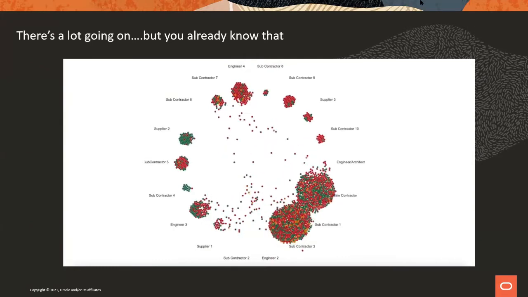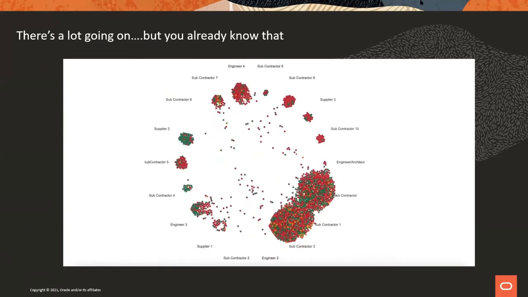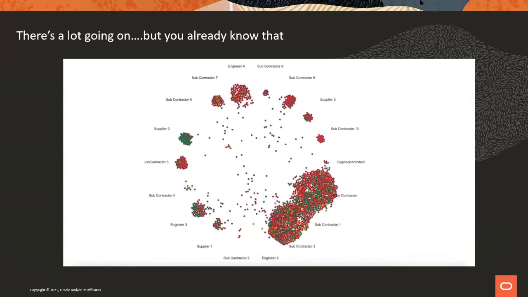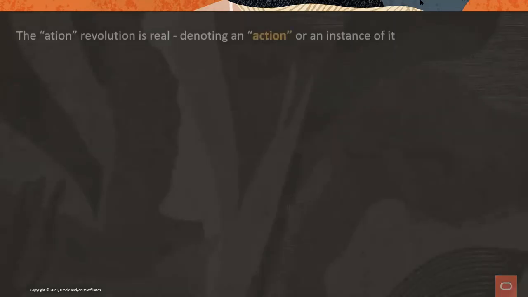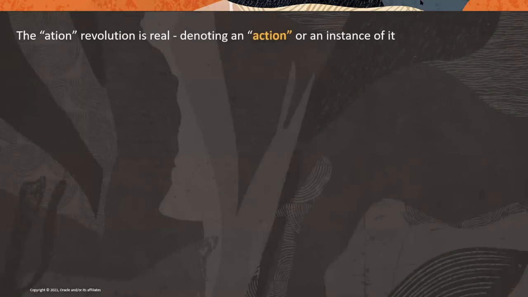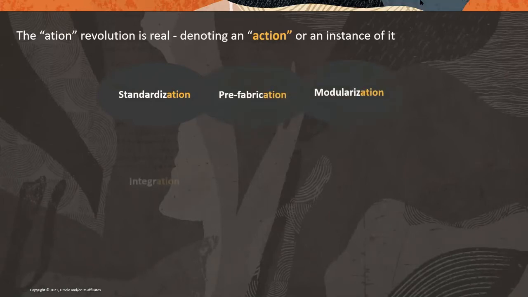And this is where I think we need to think about how we use all the new age technologies and tools to solve the problem. I think the industry has responded to this with what I call the Asian revolution. So Asian basically is denoting an action, and you will see what I mean. There is some form of standardization going on. You're standardizing internal processes or your supply chain partners. There's prefabrication, modularization, integration both within systems or vertical integration of your supply chain, automation of business processes, systematization.